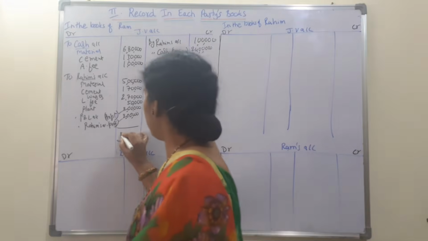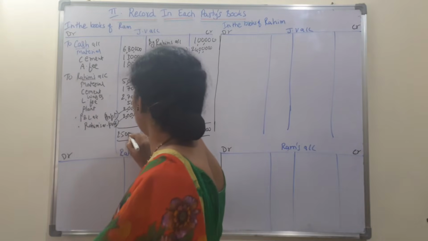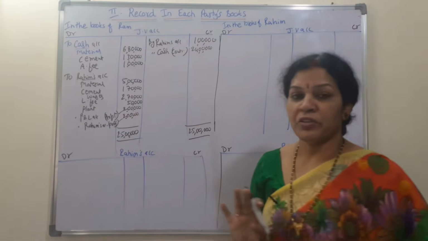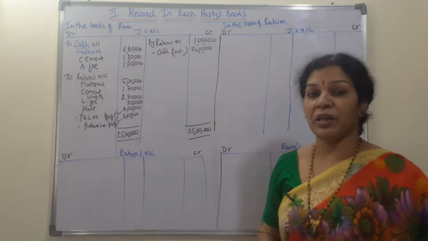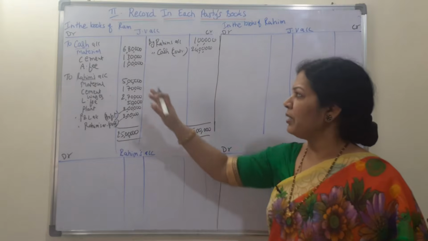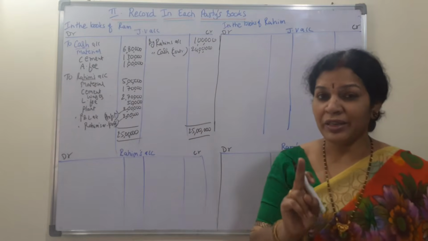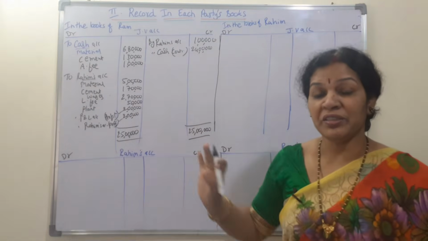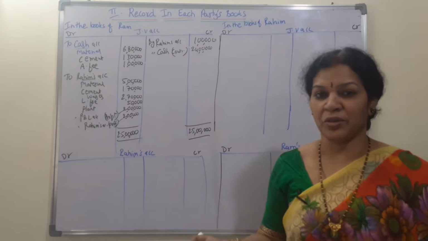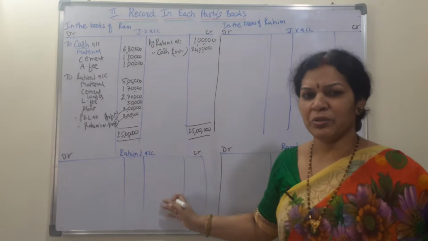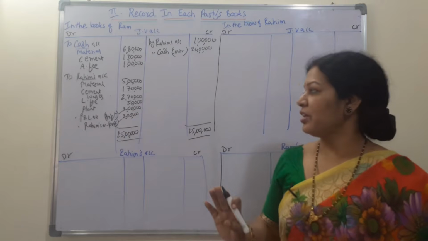So this is 25 lakh total. Over, joint venture account is over. Now come to Ram's account. Ram's account is simple. Generally there is one entry you will find apart from joint venture, that is the advance entry. Advance entry is not there. So directly you can debit to credit, credit to debit, you can just transfer it.